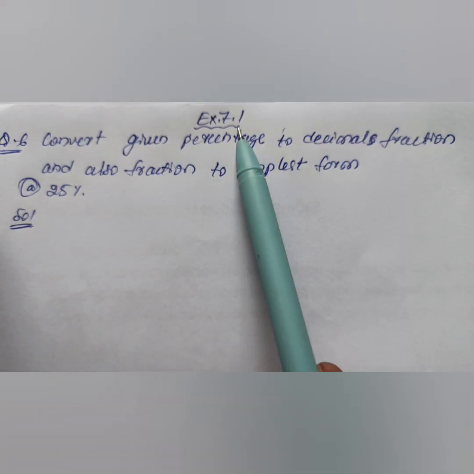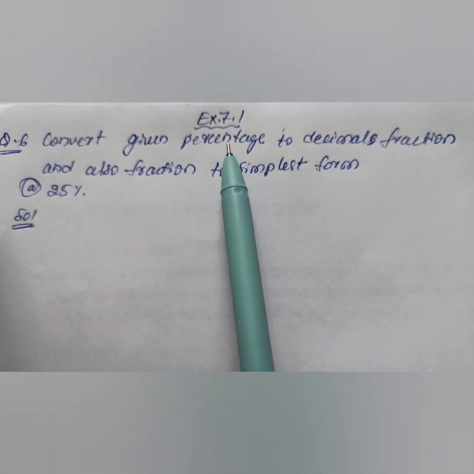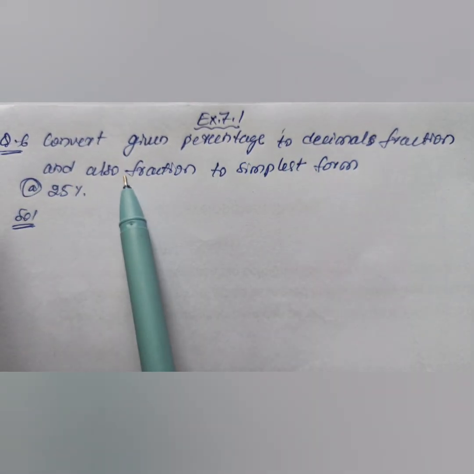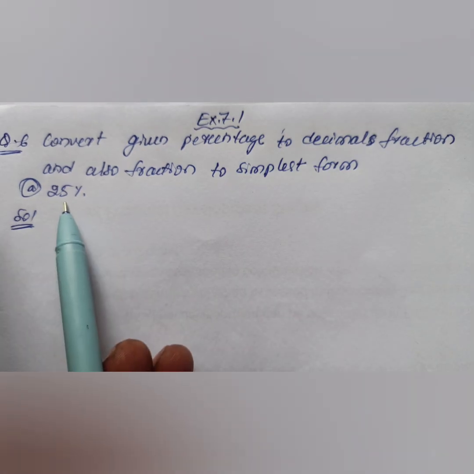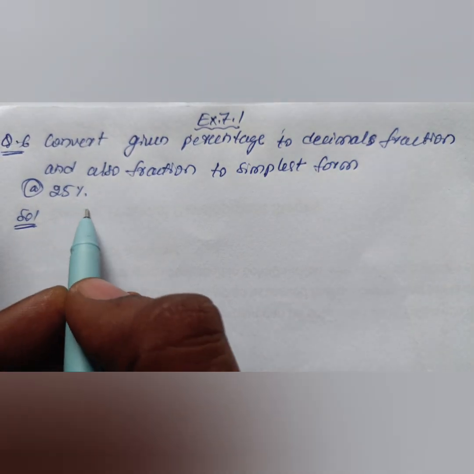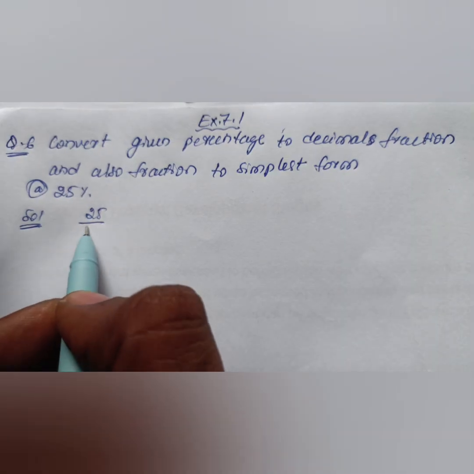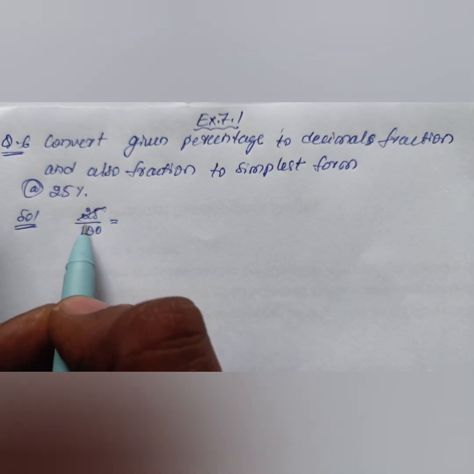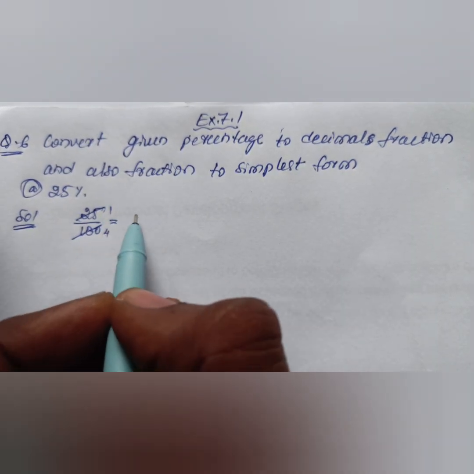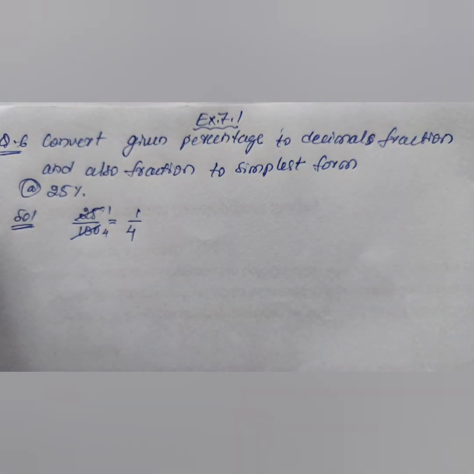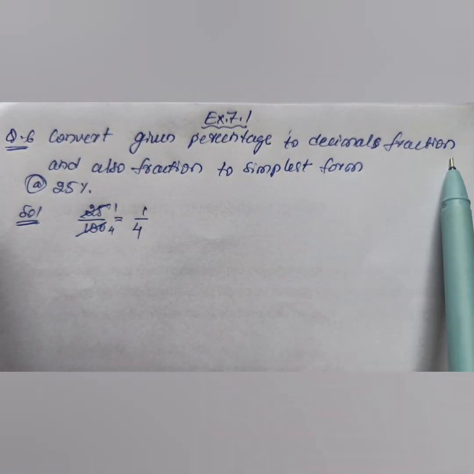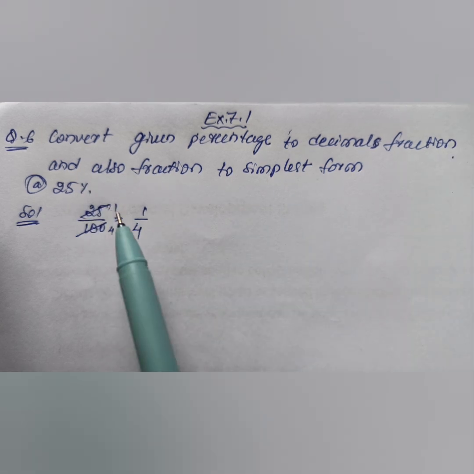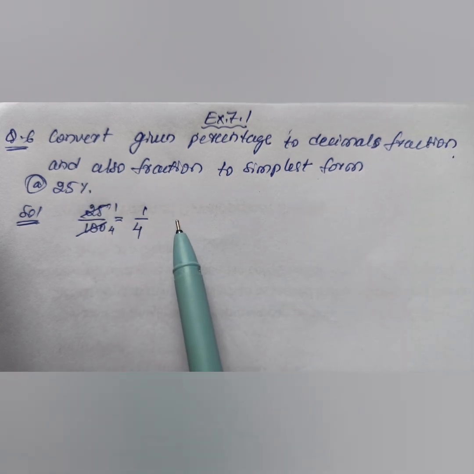Now coming down to exercise 7.1, sixth question. Convert the given percentage to decimal fraction and also fraction to simplest form. So question A1 is given. How to convert 25% into fraction: 25 divided by 100. That is equal to 25 ones are 25, 25 fours are 100. So it can be written as 1 by 4. See, in the first question they have asked to convert a given percentage to decimal form. So we need to convert to decimal form and also fraction to simplest form. This is a fraction. This we need to convert to a simplest form.